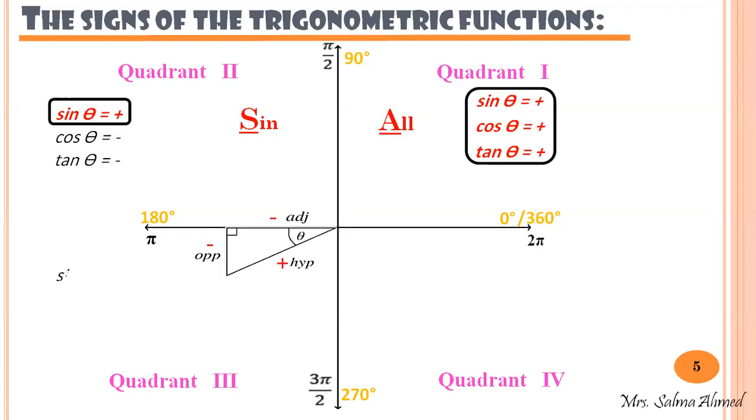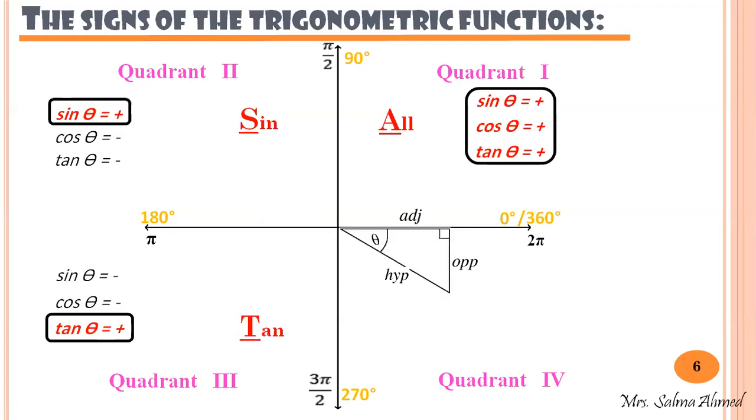I'm going to get sine. Sine is opposite over hypotenuse, so negative over positive gives negative. Cosine is adjacent over hypotenuse, so negative over positive gives negative. And tan is opposite over adjacent, so negative over negative gives positive. So in this quadrant, only tan has the positive sign.